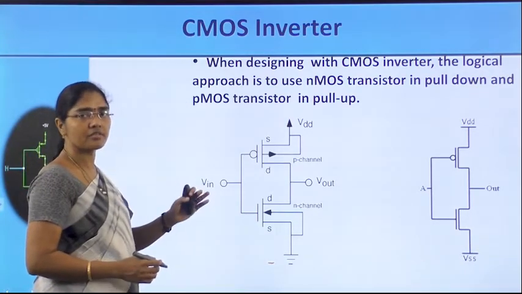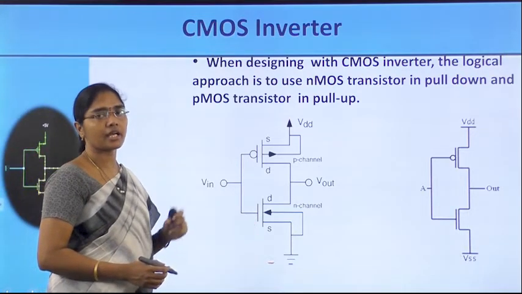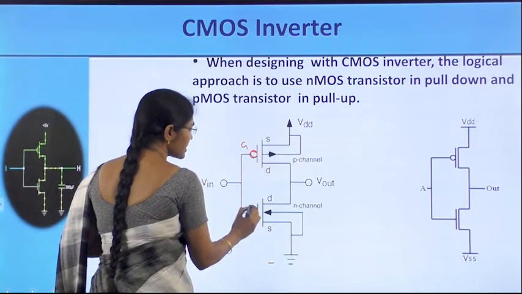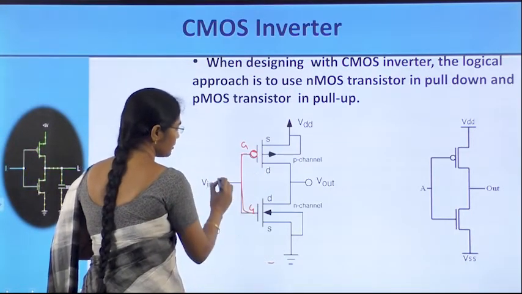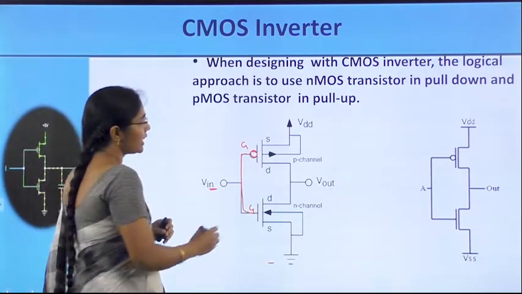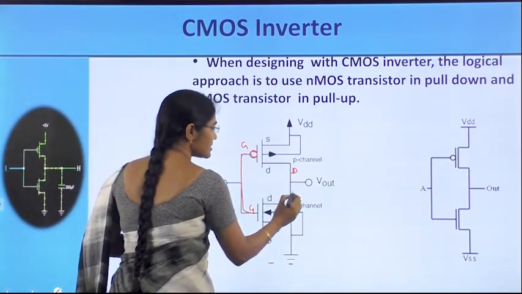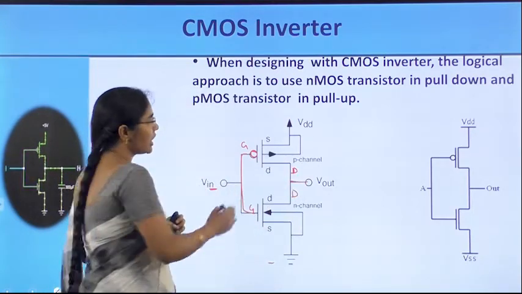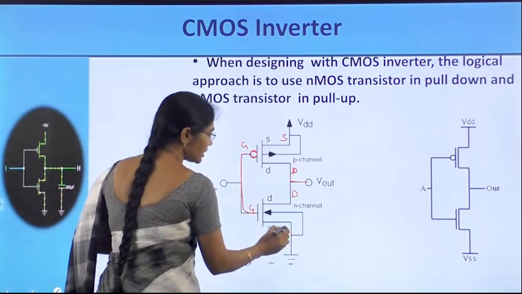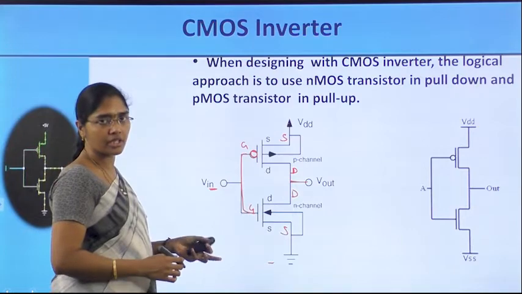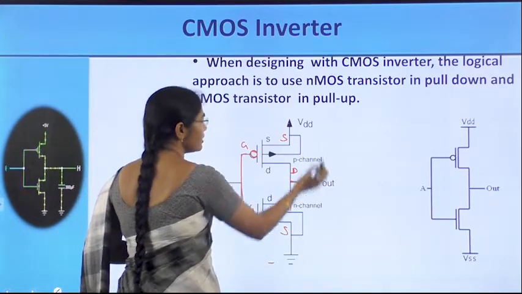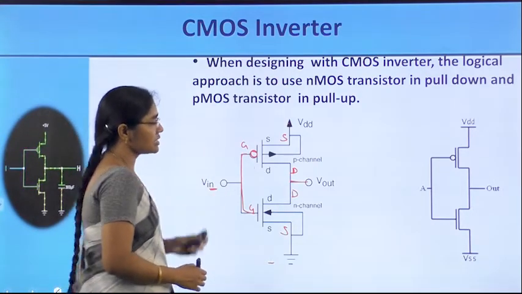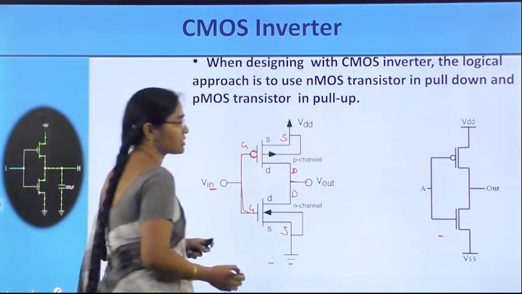The circuit diagram has an NMOS transistor and a PMOS transistor. The PMOS transistor gate and NMOS transistor gate are connected and input is applied at the gate terminals. The drain of the PMOS transistor and the drain of the NMOS transistor are connected and output is taken from that point. The source of the PMOS is connected to VDD and the source of the NMOS is connected to the ground. So this is the construction of the CMOS inverter circuit. It can be represented with 4 terminals or with 3 terminals.